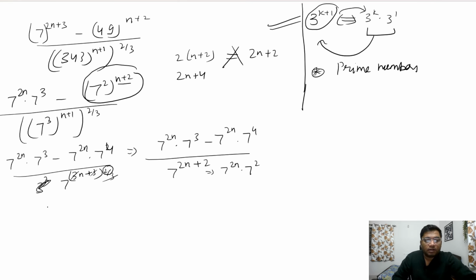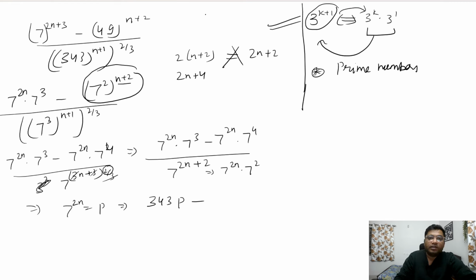So we solve this further now. 7 to the power 2n is being repeated, so we will assume it as p. Remember, every time you see a question where something is being repeated multiple times in numerator and denominator, please assume it as a simpler variable, a p or a q or an x, whatever you feel comfortable with. So the whole question will change. You have 7 to the power 3, so 343p minus 7 to the power 4.